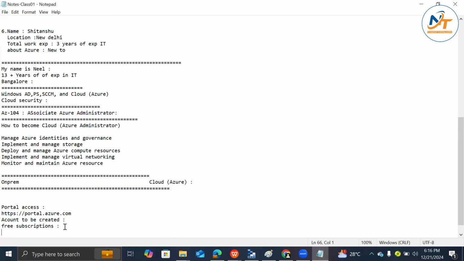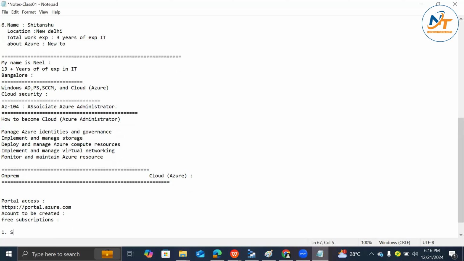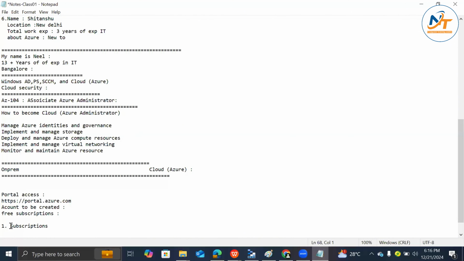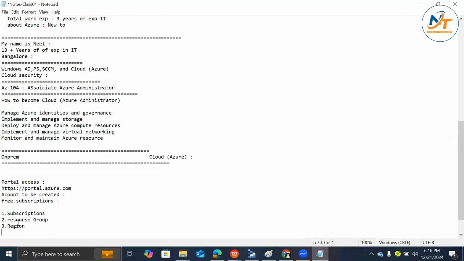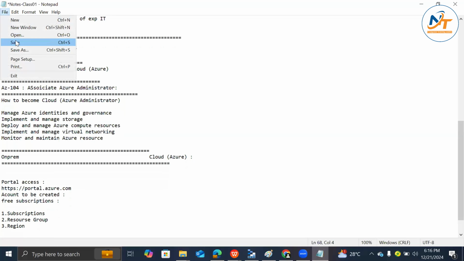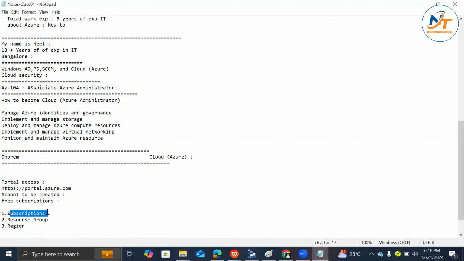Those terminologies are: we are always talking about subscription, resource group, and region. These three things are mandatory for any resource you are going to create. Keep in mind, we should know what a subscription is, what a resource group is, and what a region is. Any resource you create requires these three mandatory options to be filled in, and then we will talk about each service.